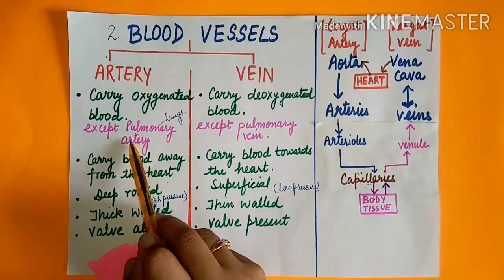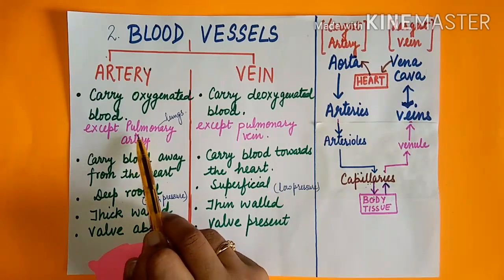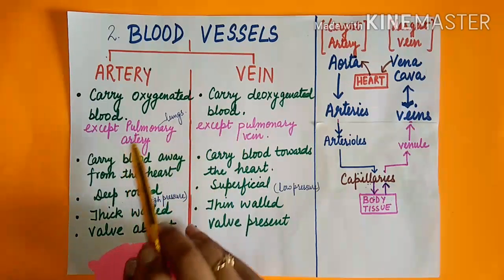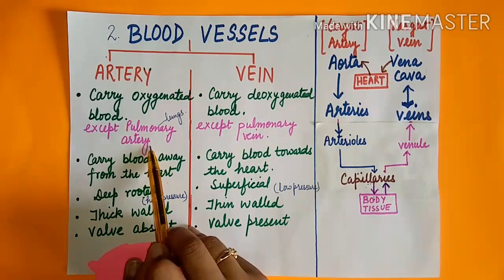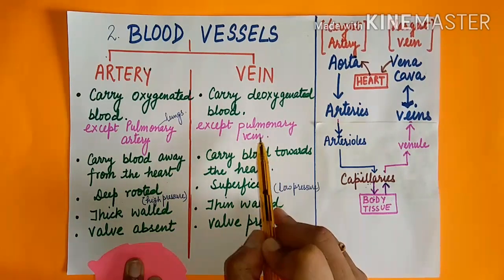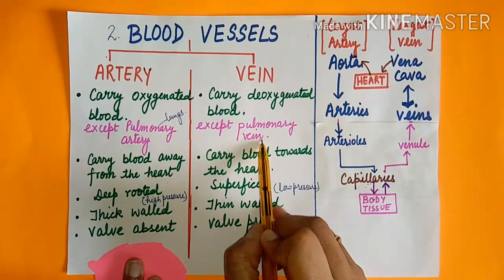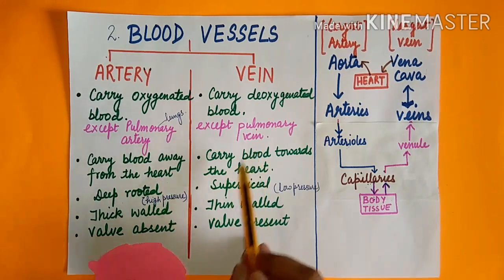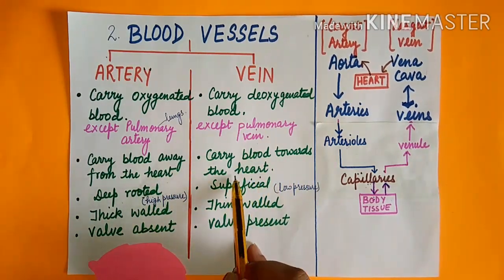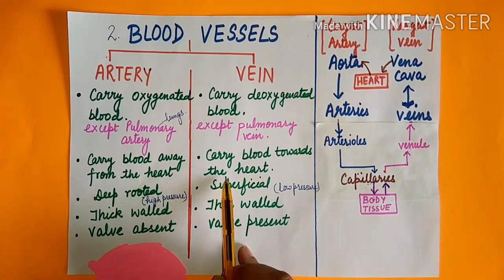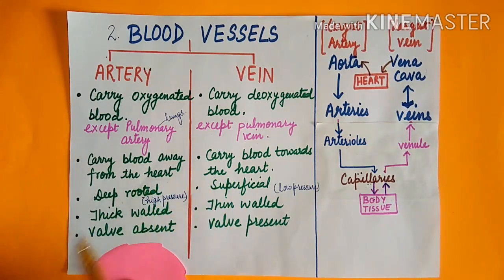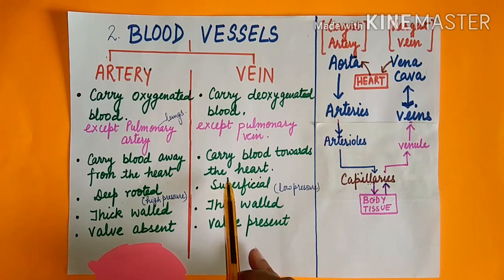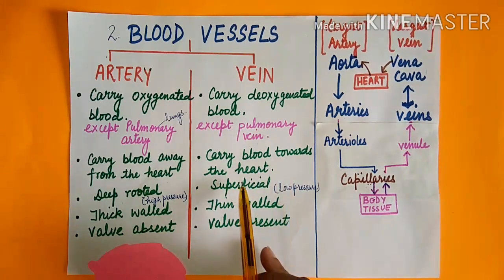So this is not the exact definition, because it is not always correct for arteries and veins, because there are some exceptional cases. Pulmonary artery is the artery which carries deoxygenated blood, and pulmonary vein is the blood vessel which carries oxygenated blood. Now we take the second point. Artery carries blood away from the heart and vein carries blood towards the heart. It is the correct definition to explain arteries and veins, because all arteries in the human body carry blood away from the heart, and all the veins present in our human body carry blood towards the heart.